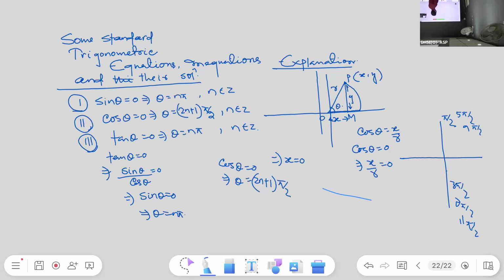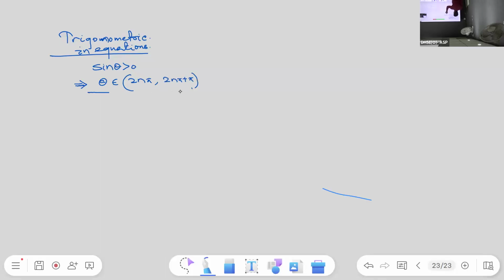Then write down the trigonometric inequations. Sin theta greater than 0 implies theta belongs to 2n pi to 2n pi plus pi.